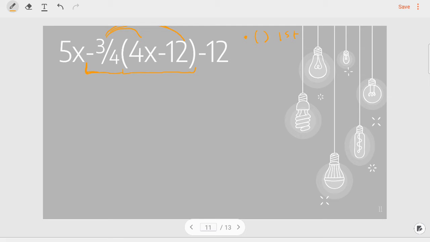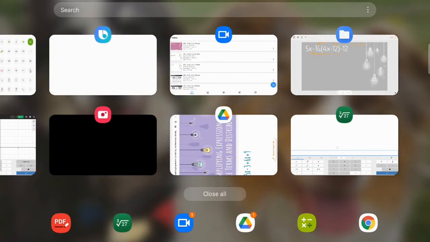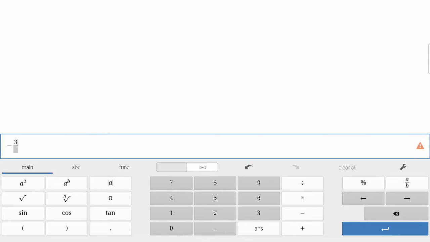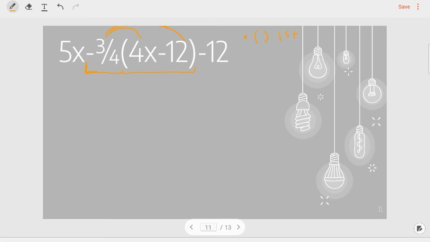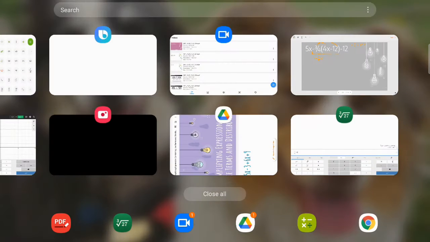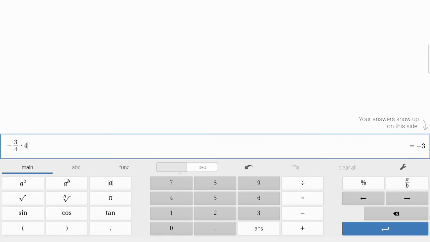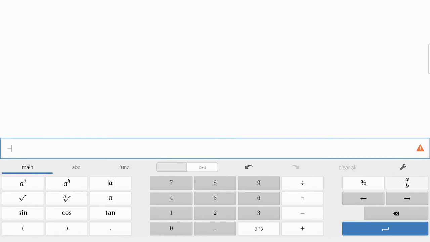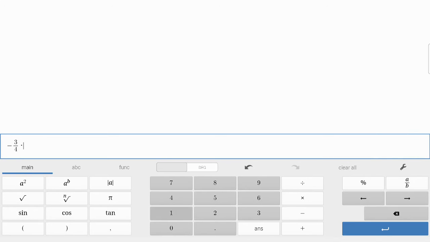Let's grab our calculator. -3/4 times 4 gives me -3. So I come back here, -3x, because that 4 has an x on it, and then I multiply again, -3/4 times -12. Clear all. -3/4 times -12, and I get 9.